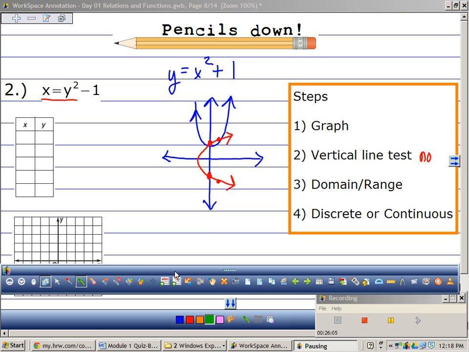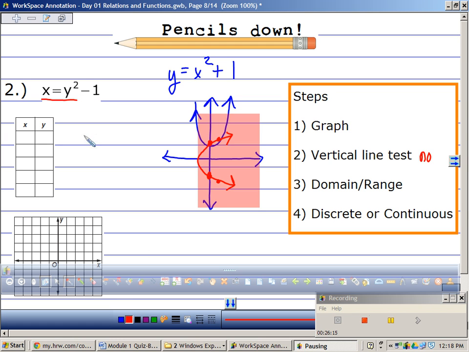I could also do that by, let me highlight where it interacts with x. Doesn't it start interacting with x on my x-axis at negative 1? Mm-hmm. So my domain would be x such that x is greater than or equal to negative 1. All the values from negative 1 and greater are all my domain. Does that help a little bit? Okay, so that's my domain.